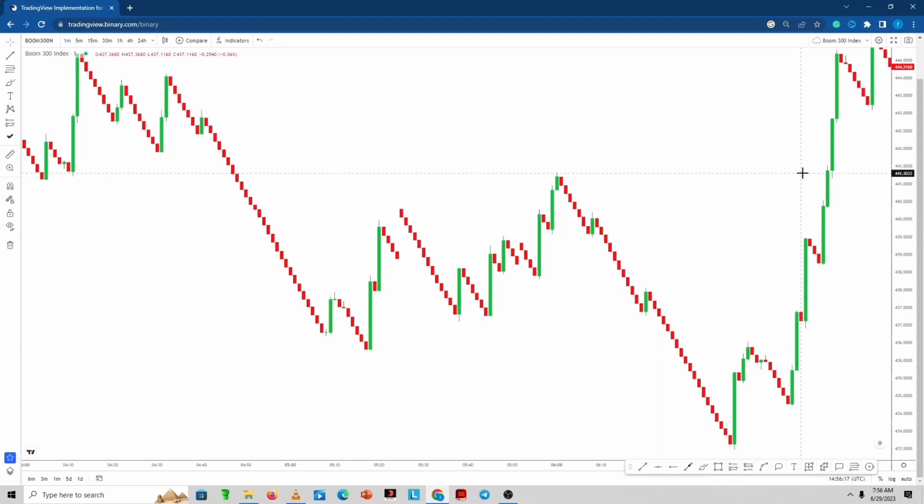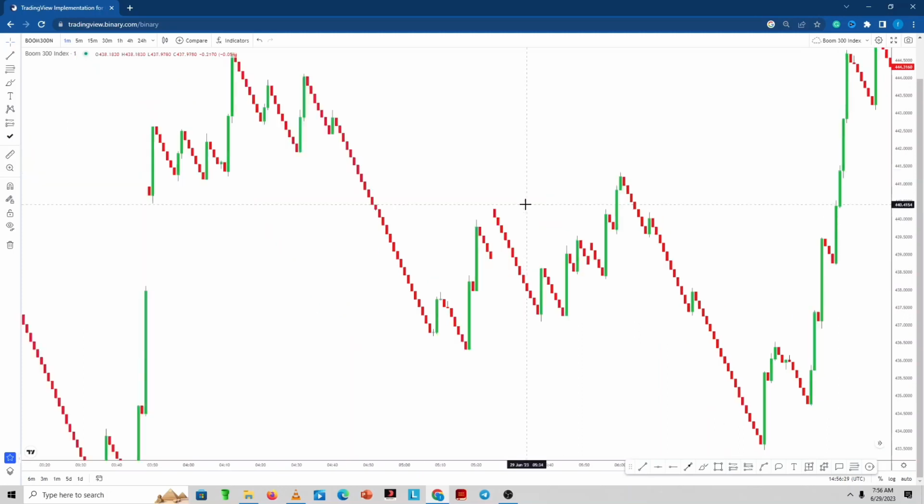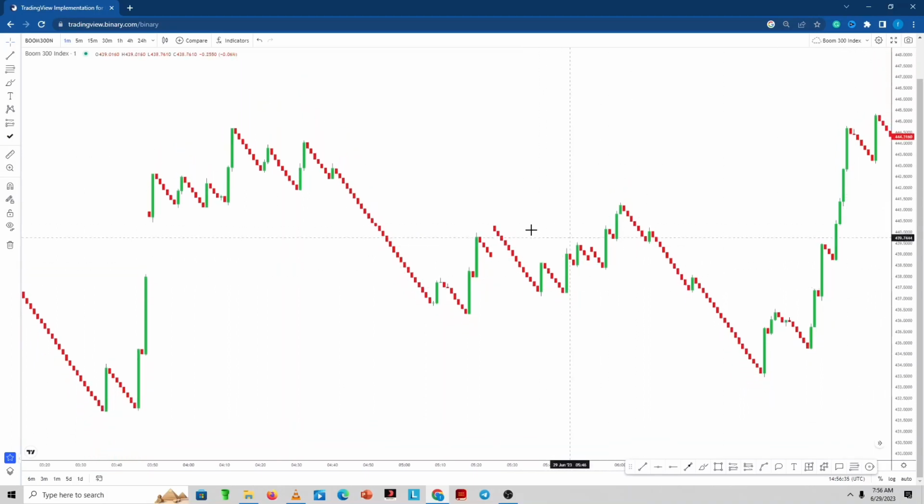So how are we going to be trading using this strategy? Number one, we have to first look at the market direction. Since we're going to be trading on the 1 minute time frame, we want to use the 5 minute time frame and the 15 minute time frame to check the market direction.